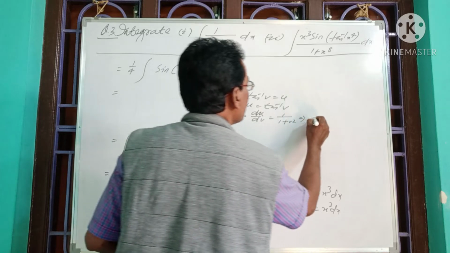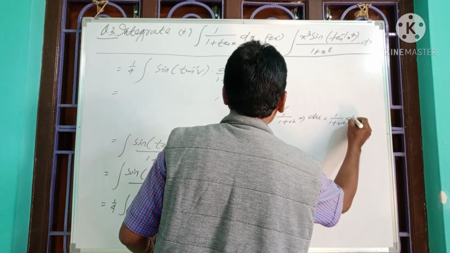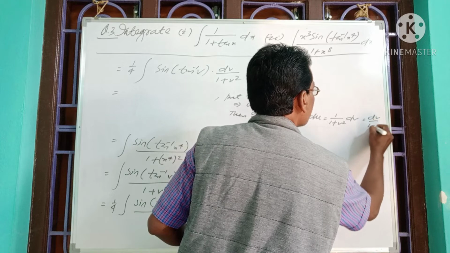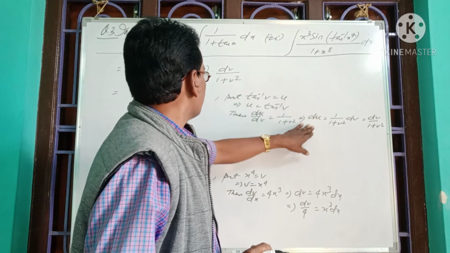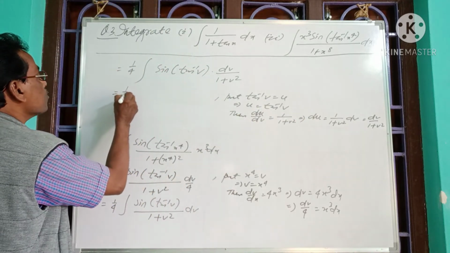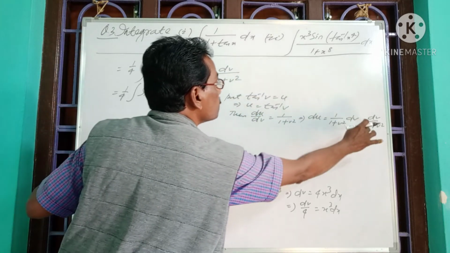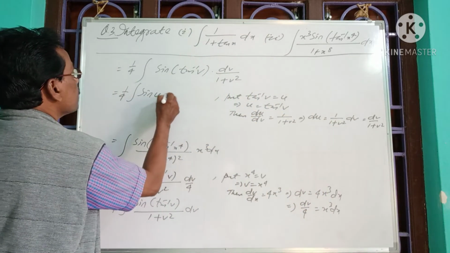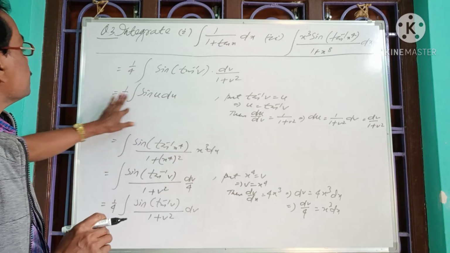Again simplifying, we have du is equal to 1 by 1 plus v square dv, that is dv by 1 plus v square. So now replacing dv by 1 plus v square as du and replacing tan inverse v as u, the integrand transforms into 1 by 4 into integration of sine of u. So in place of dv by 1 plus v square, we have du. So we got 1 by 4 integration of sine u with respect to u, which is easily integrable.